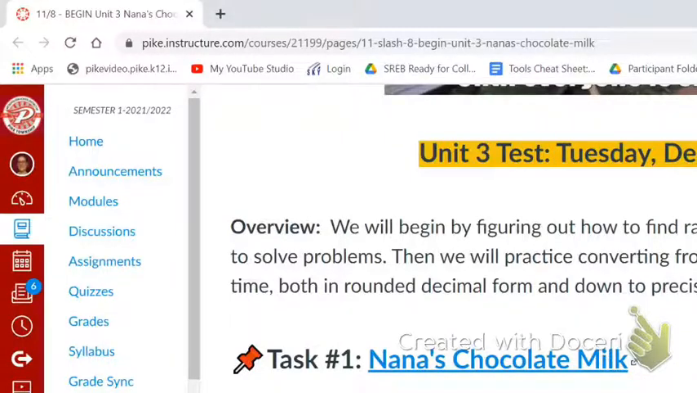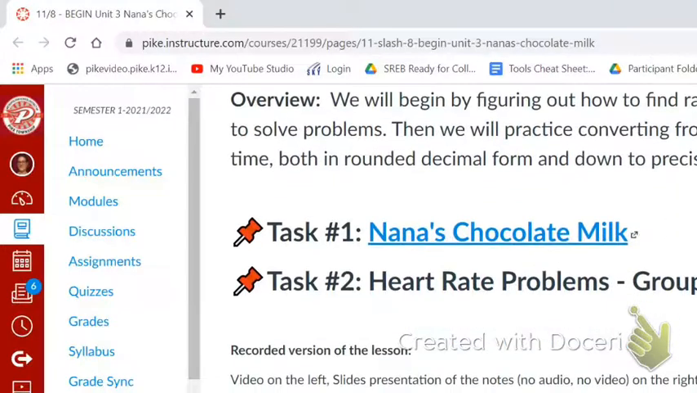Okay? We're going to do two things today. We're going to start off with Nana's chocolate milk. And then you guys are going to work in small groups, either partners or small groups of 3. You do not want to do it on your own, I promise you. This will finish up tomorrow. So we'll start it today, and then tomorrow you will have the opportunity to meet with anybody else that had your same problem and check each other's work, and then we'll present those answers. Okay?